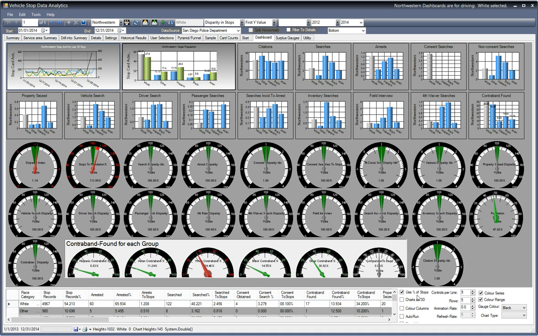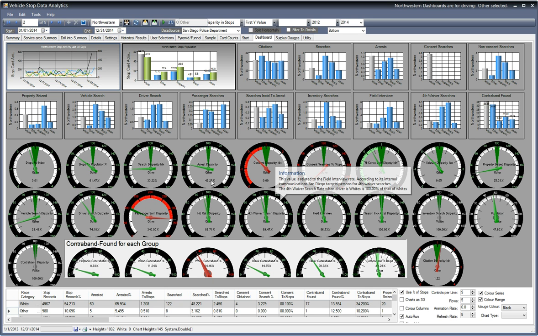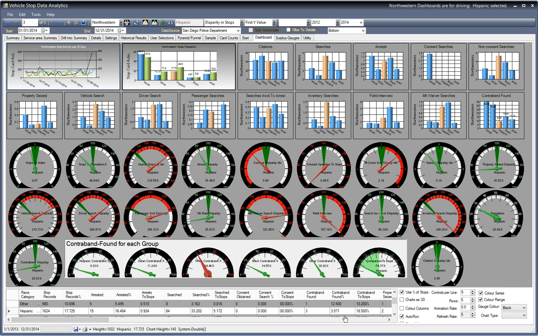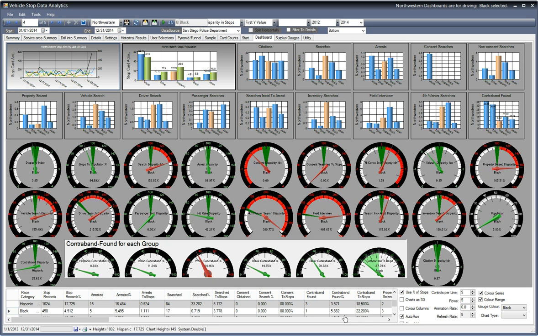I will then turn this into automated mode and watch as we go through each group. Each item that is examined has a pop-up that explains what it is. You will notice that the gauges become quite red when there is a display for blacks and Hispanics, and that is the purpose of this exercise.